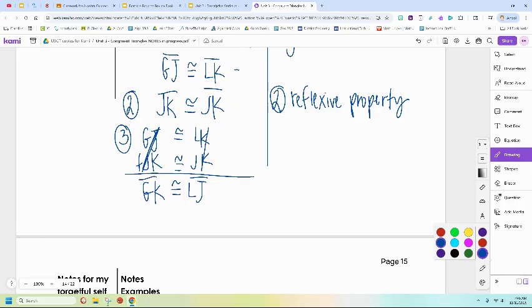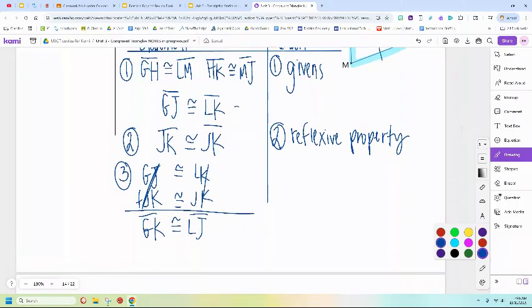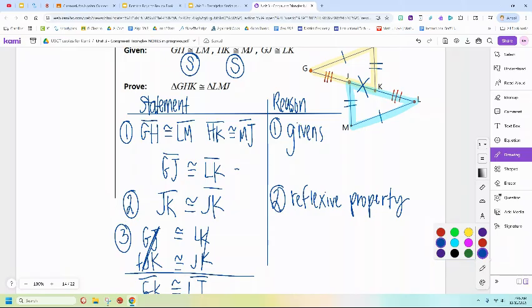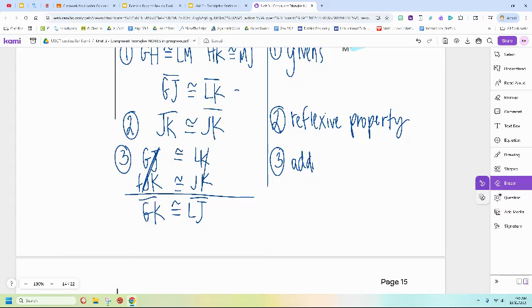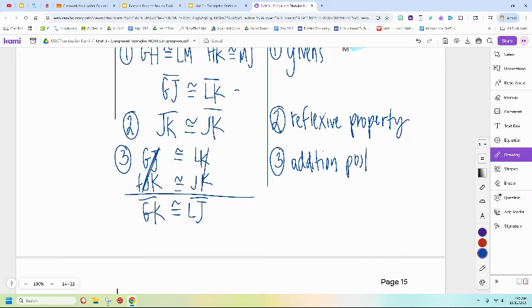And let's just confirm that. GK, that's the yellow side. LJ, that's the blue side. So by using the addition postulate, I now have my third set of sides.